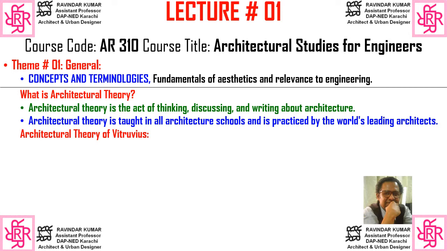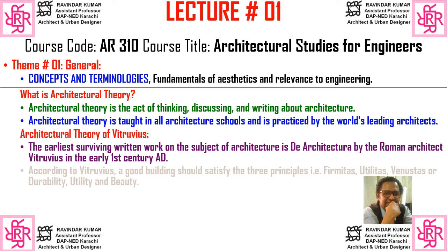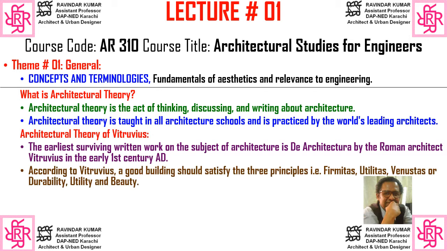Now let's see the first architectural theory of Vitruvius. The earliest surviving written work or book on the subject of architecture is De Architectura by the Roman architect Vitruvius. He had written this book in early 1st century AD. According to Vitruvius, a good building should satisfy 3 principles, that is, firmitas, utilitas, and venustas, or durability, utility, and beauty.